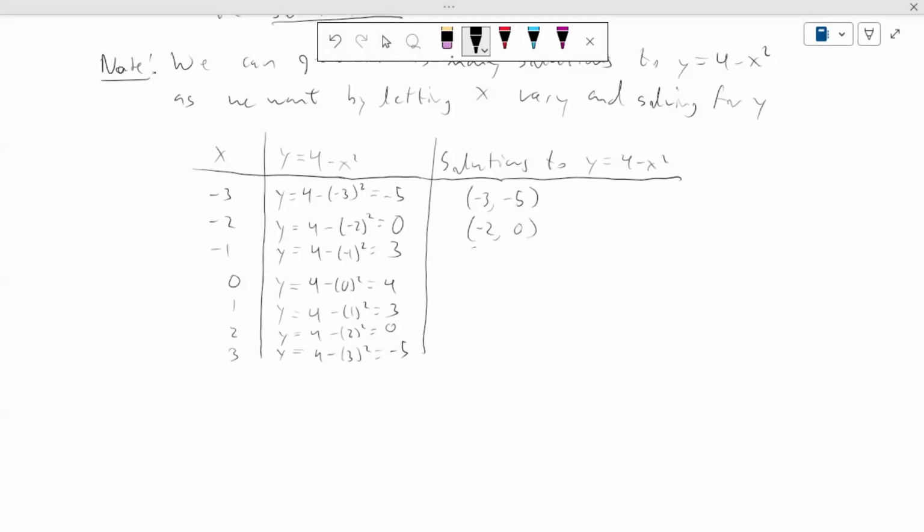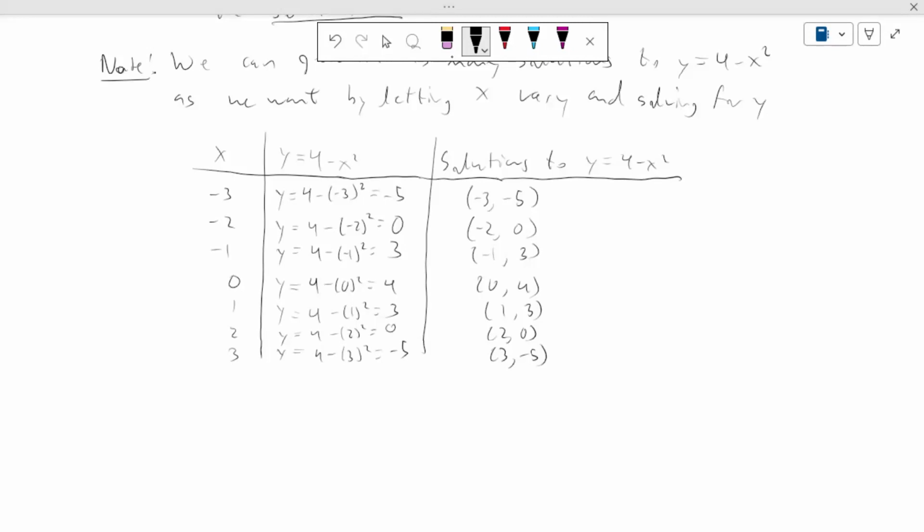(-2, 0) is a solution. (-1, 3) is a solution. (0, 4) is a solution. (1, 3), (2, 0), and (3, -5), right? These are all solutions to y equals 4 minus x squared.